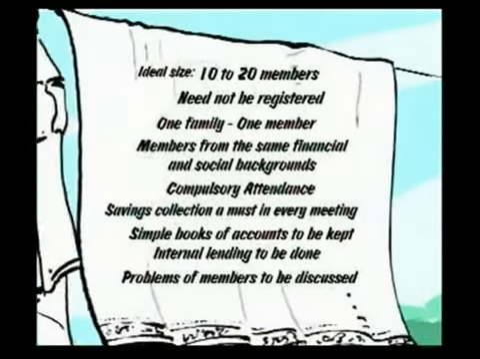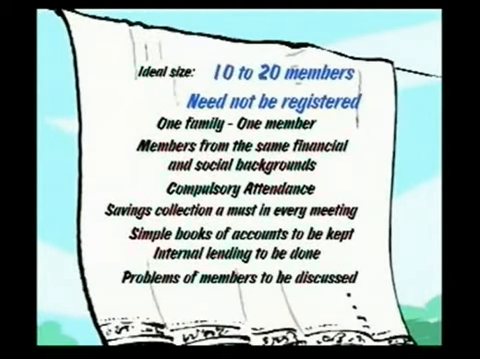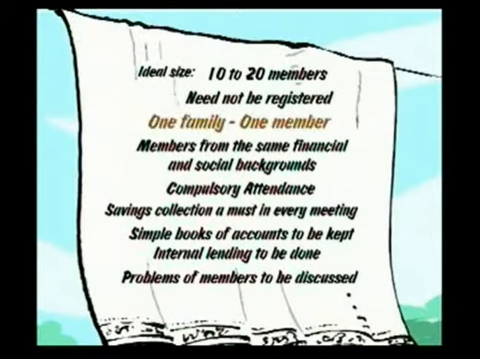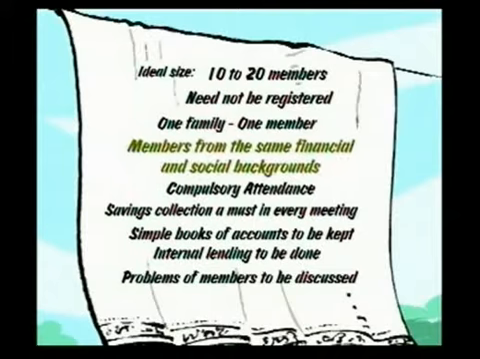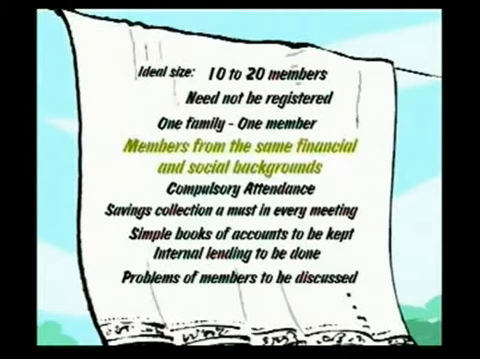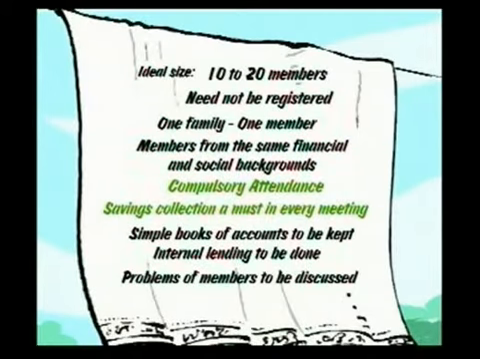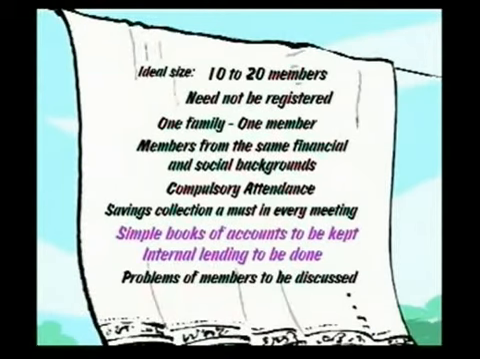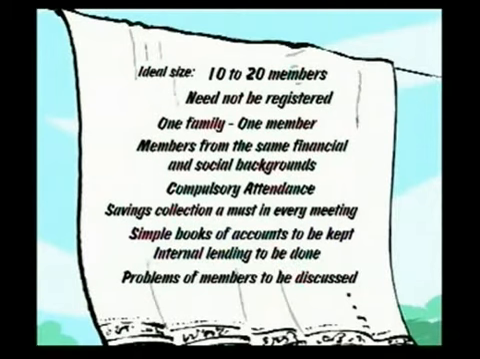10 to 20 members are ideal, because in a larger group than that, everybody will not be able to interact. By taking one member from one family, we can make more families participate. Members from the same social and economic background interact more freely with each other. The group should meet and save regularly so that everyone gets the savings habit. The group should lend among the members from the savings and maintain simple books of accounts. The SHG should also discuss the problems of its members.